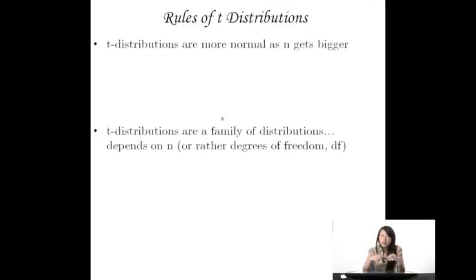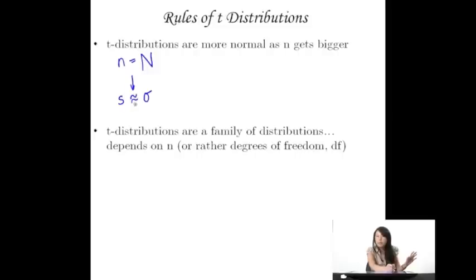Okay, so let's talk about some of the rules that govern T distributions. The first one you already know: T distributions get more normal as n gets bigger. And this makes sense if we step back and think about it for a second. Imagine if n equals N. If your sample is like the entire population, then S should be much, much closer to the actual population standard deviation, right? So much better than when n is small, right?